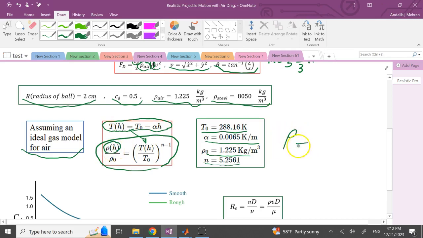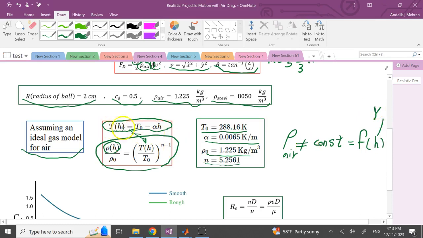So rho of air is not constant. It is actually a function of the elevation. Or in this case, you might call it y instead of h. That's the same thing. Okay, so this is more realistic.